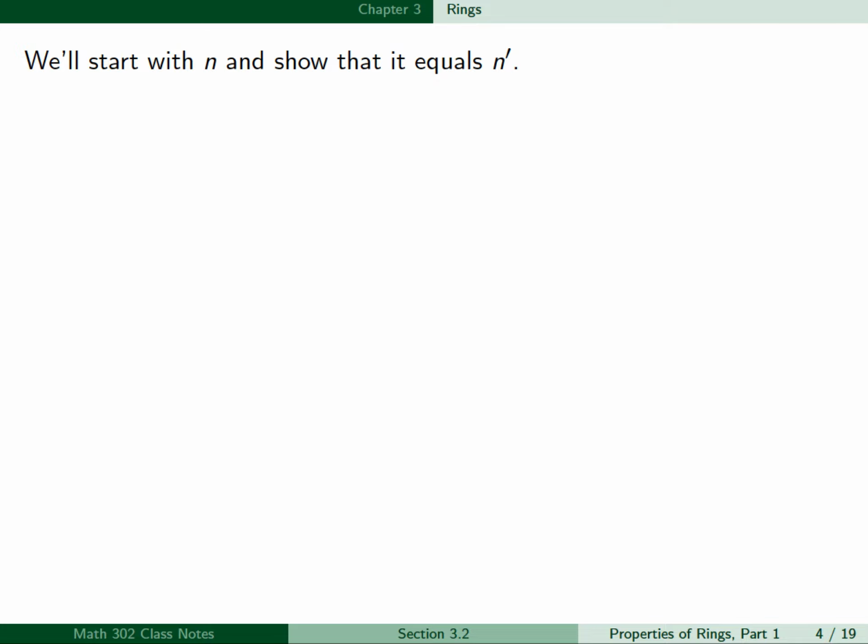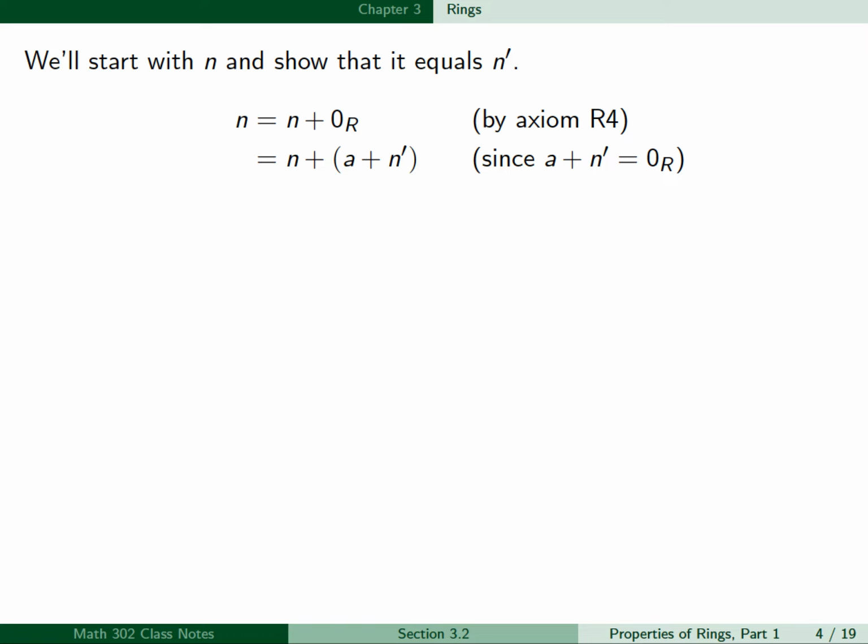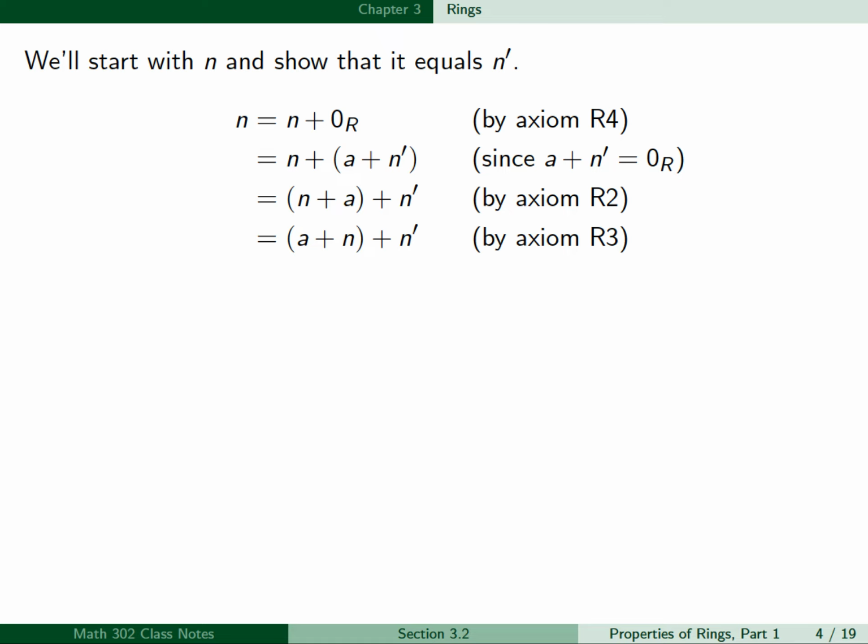So we'll start with n and show that it equals n prime. So n is equal to n plus 0 sub R. This follows by axiom R4. And this is equal to n plus the quantity A plus n prime. And this is by our hypothesis that A plus n prime equals 0 sub R. And this is equal to the quantity n plus A plus n prime. This is using the associative law of addition, which is axiom R2. And this is equal to the quantity A plus n plus n prime. This is using the commutative law of addition, which is axiom R3.